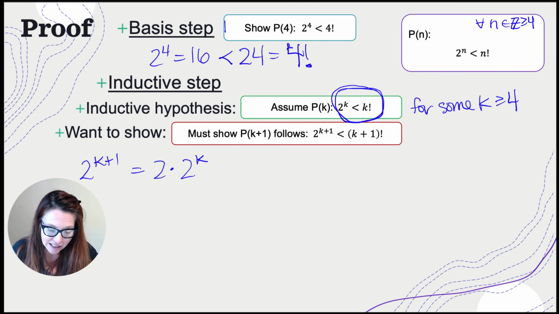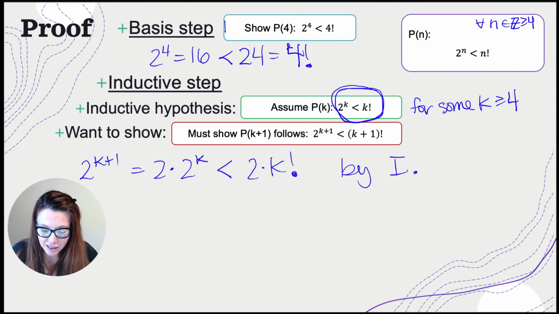So I see that this is equal to 2 times 2 to the k, just by definition of exponents. But this is less than 2 times k factorial by my inductive hypothesis. So what can I do with that? Because I don't know how to play with 2 times k factorial, but I do want to get to k plus 1 times k factorial. And I know that k is greater than or equal to 4. So I know that k plus 1 is greater than or equal to 5.